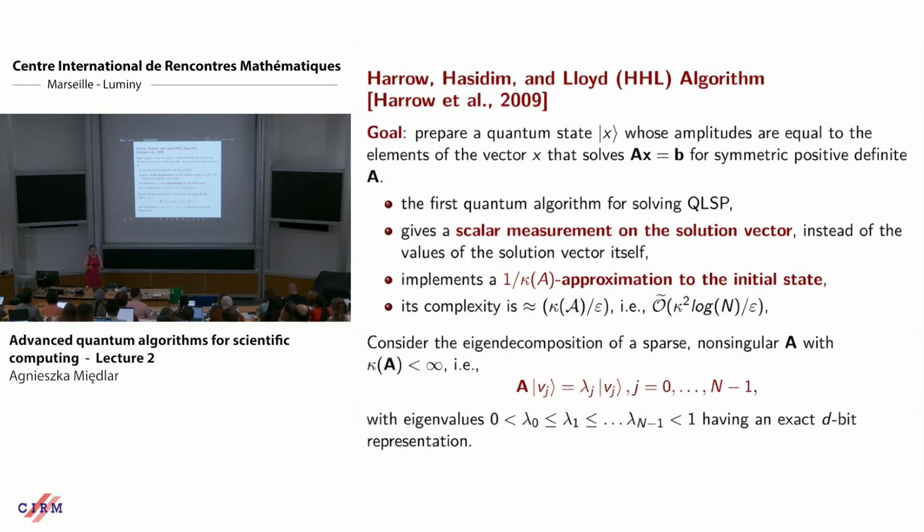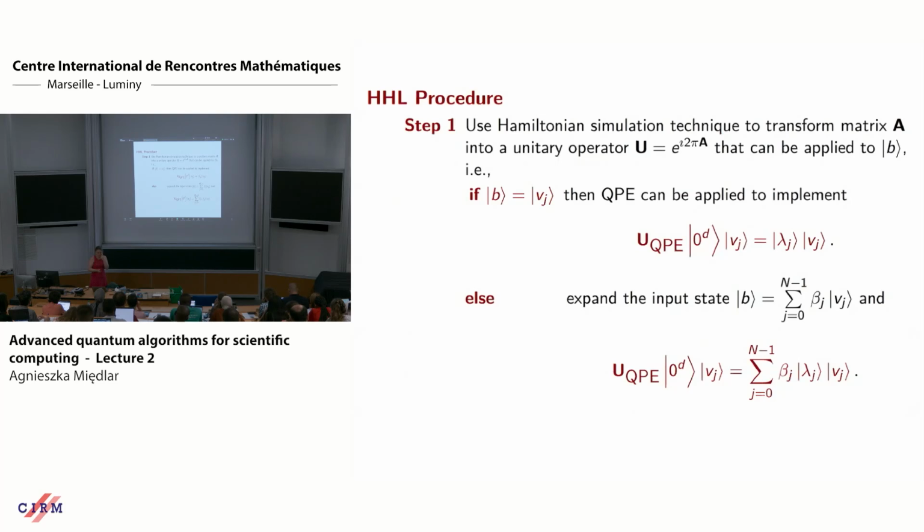So we assume that we have a matrix which is non-singular. We assume that its condition number is finite. It may be large, be careful. And we have the eigendecomposition, with all the eigenvalues encoded using a d-bit representation. That's the only thing relevant here. So the procedure is very simple to describe, it's not so simple to implement. And the HHL algorithm is implemented in Qiskit. You don't have to implement it, you can just use it.